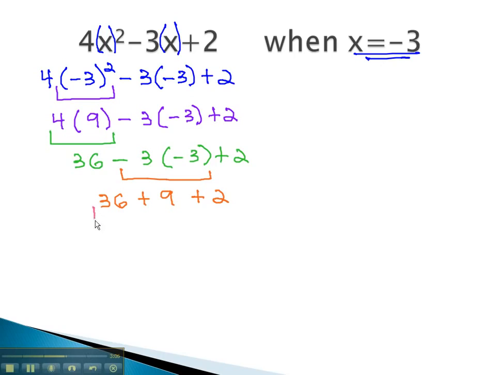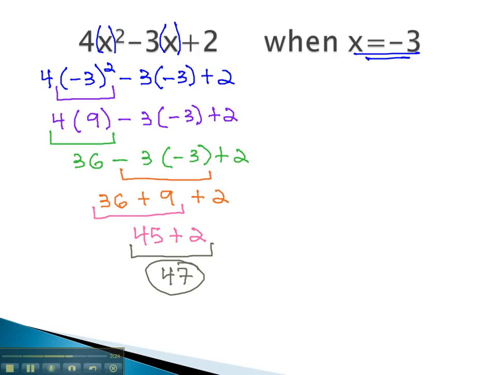We can finish by adding left to right. 36 plus 9 is 45, plus 2. And finally, 45 plus 2 is 47. This problem is now complete.